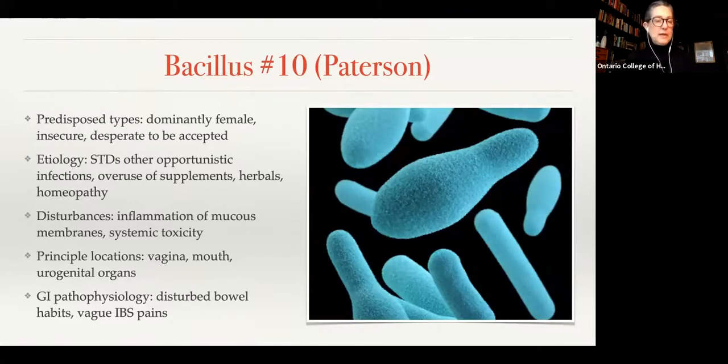The next remedy we're going to discuss is bacillus number 10. The predisposed types for this remedy are dominantly female. They're insecure. They have a desperate need to be accepted. The etiology tends to be sexually transmitted diseases and other opportunistic infections. There's an overuse of supplements, of herbals, and of homeopathy. Homeopathy, if abused and overused, can cause systemic issues in a person.